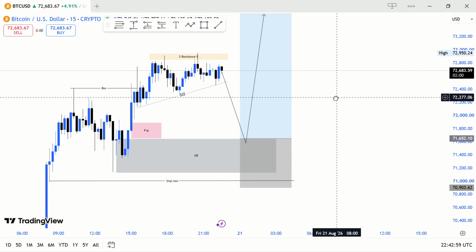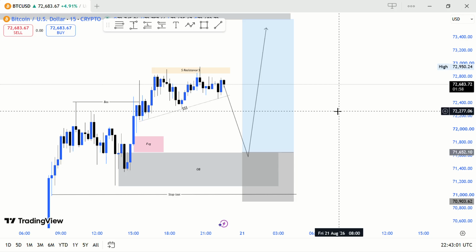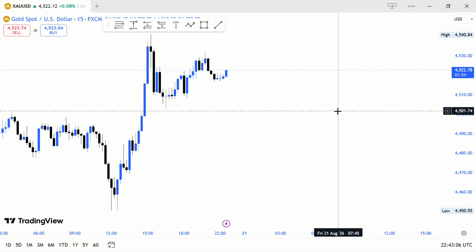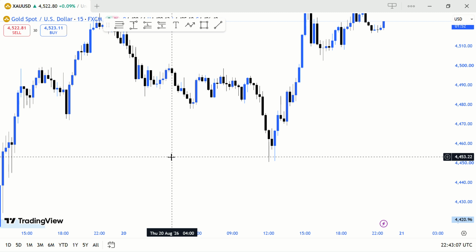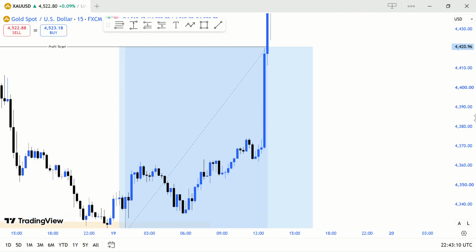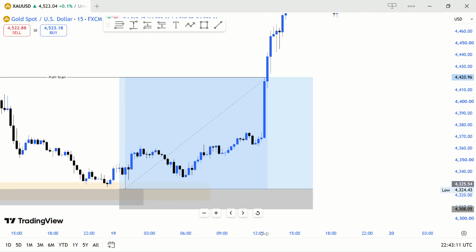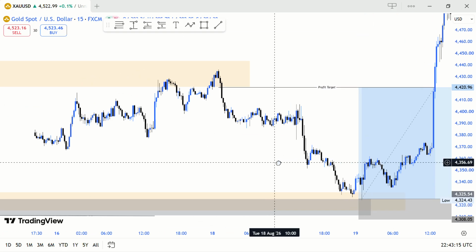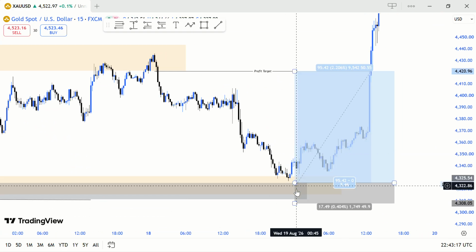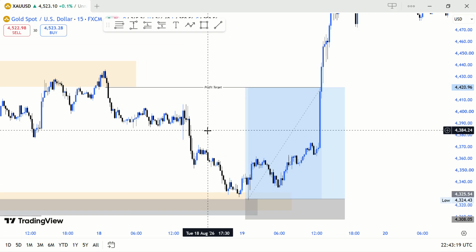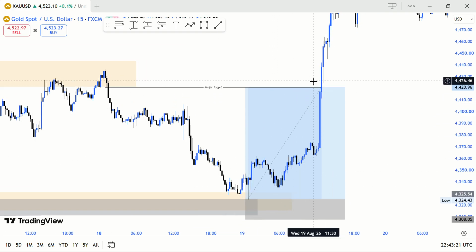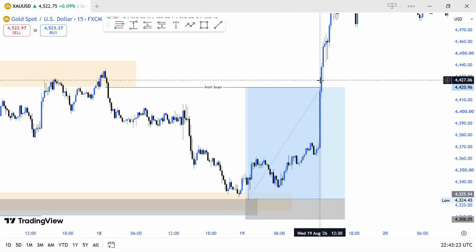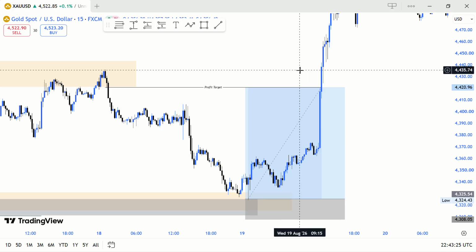Let's move on to gold. We did gold analysis last time, and we got to a level. This was where we took our gold buy. We took our gold buy from this area, down to up to this side.